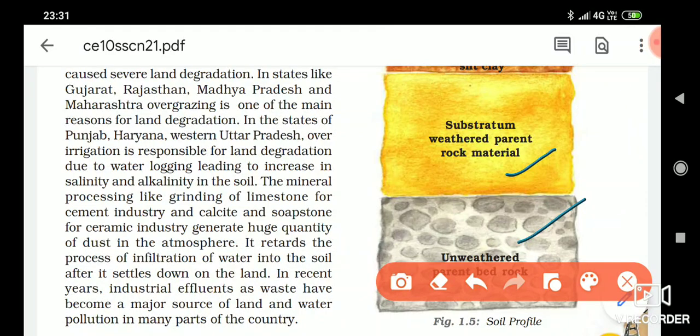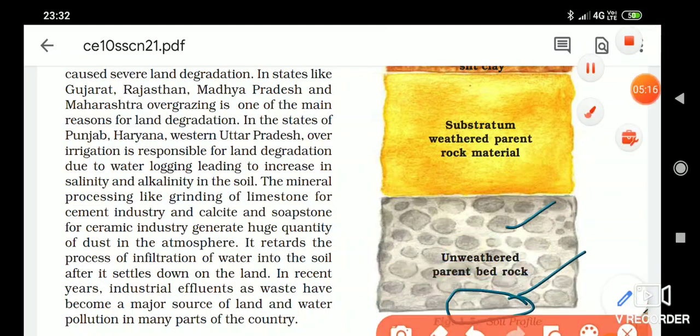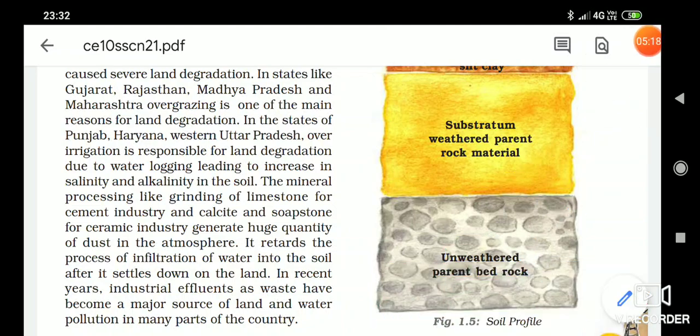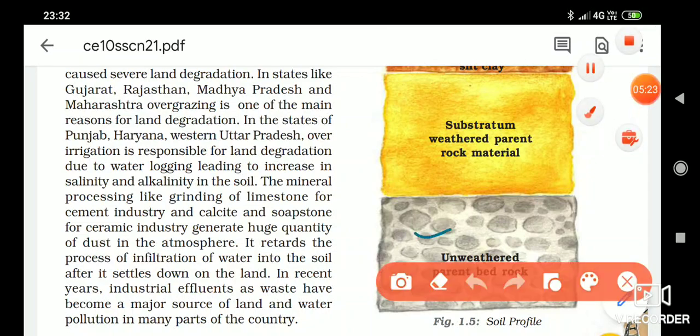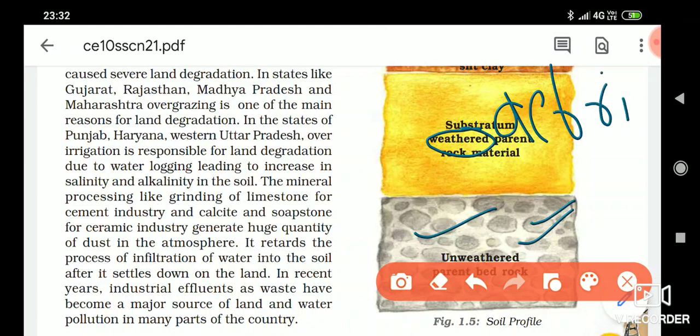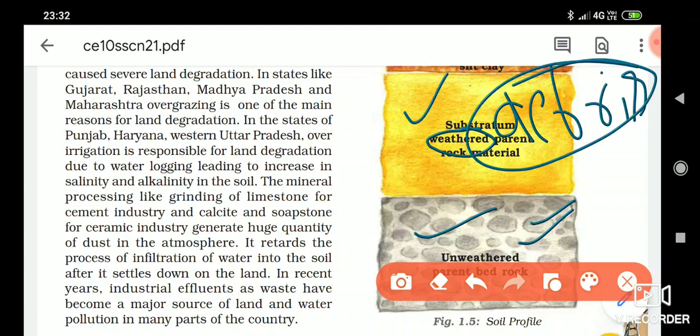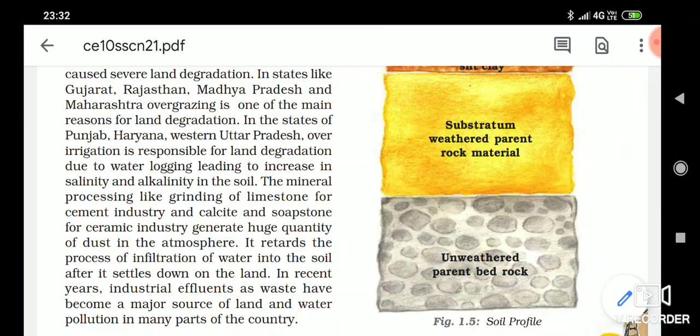So what is unweathered? Unweathered means here you will get some stones and boulders. And what does weathered mean? Over time these boulders and rocks break into small parts of debris, and that converts into the weathered parent rock material. Okay, so this is the soil profile.